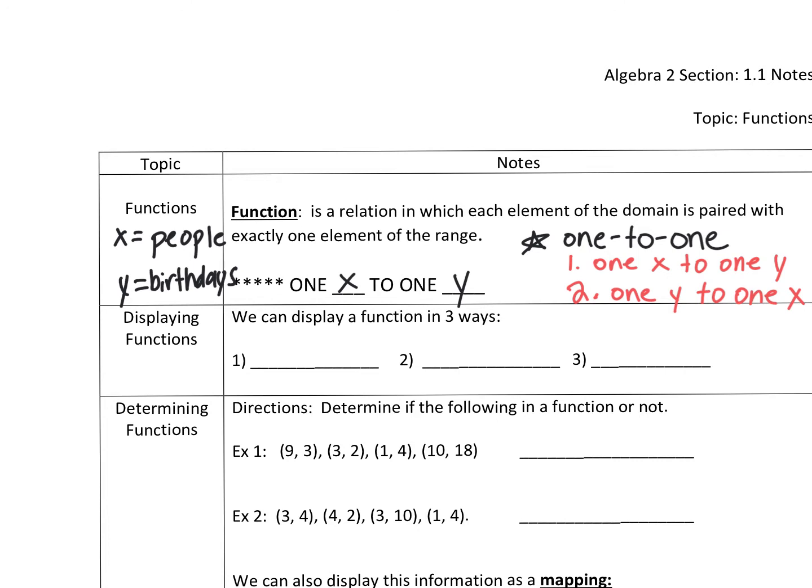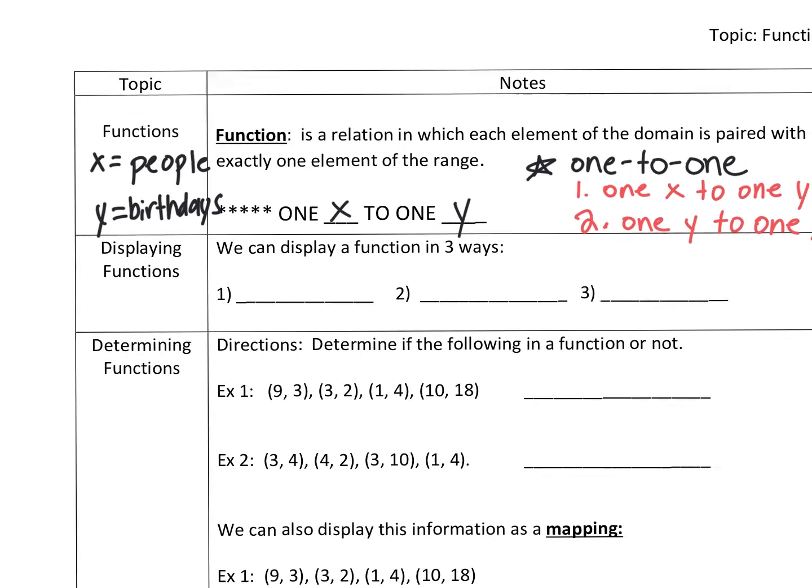So let's think about this whole class. We're all different people, okay? None of us are the same person. We don't have any twins in here. What about birthdays? Could some of us have the same birthday? Could we be born on the same day? We would still be a function, right? But we can't have one person being born on 2 days. Does that make sense? So if we had any repeat birthdays in here, that would mean we're a function. But if all of us were born on different days, that would be a one-to-one function, meaning we had 1 x to 1 y and 1 y to 1 x. Does that make sense? You with me?